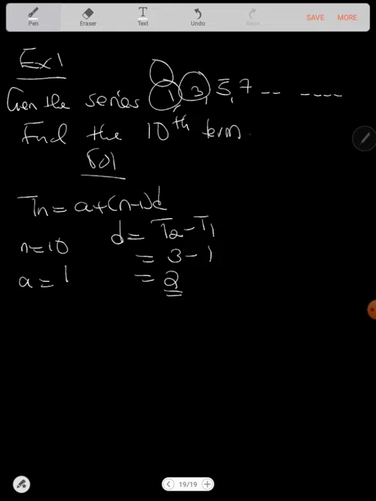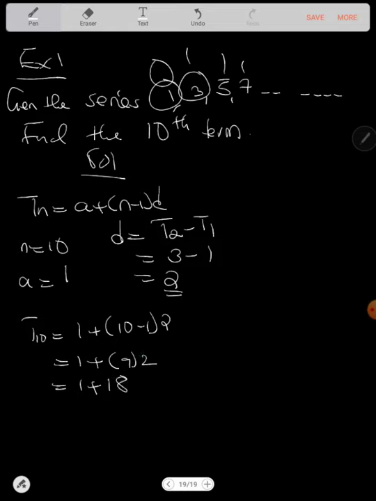This should be the same answer when you take 5 and 3, and also 7 and 5. Now we go to the formula. The 10th term is equal to A, which is 1, plus N minus 1, which is 10 minus 1, times D, which is 2. That is 1 plus 9 times 2, and 9 times 2 is 18. So the 10th term is actually 19.